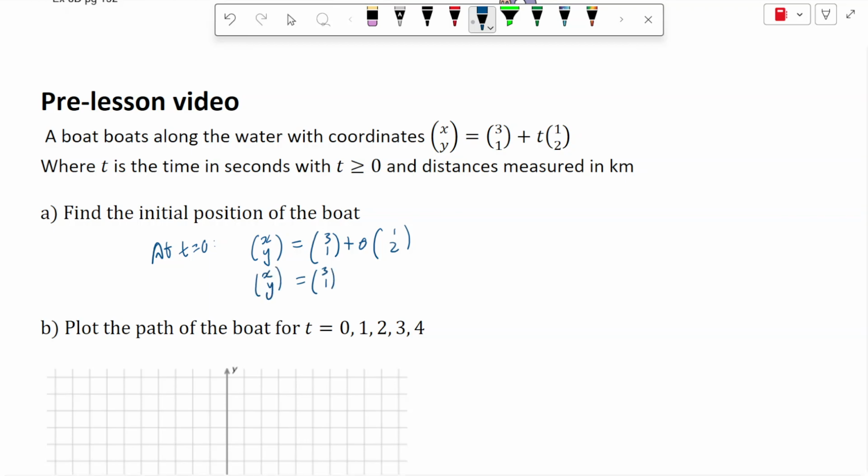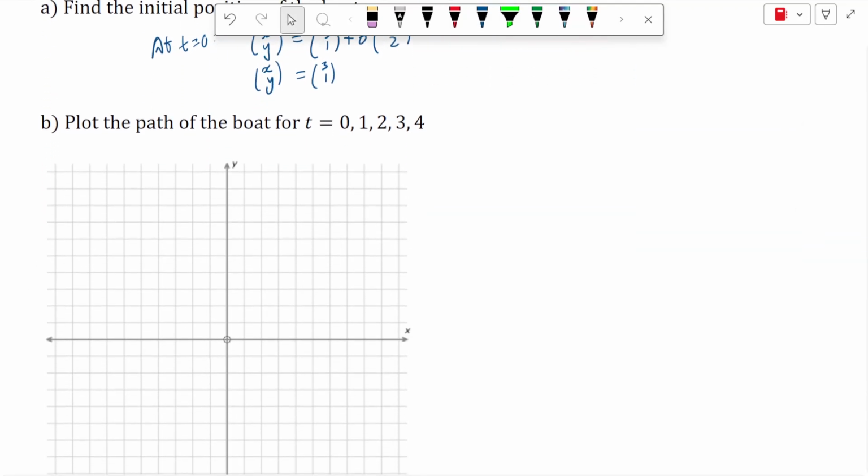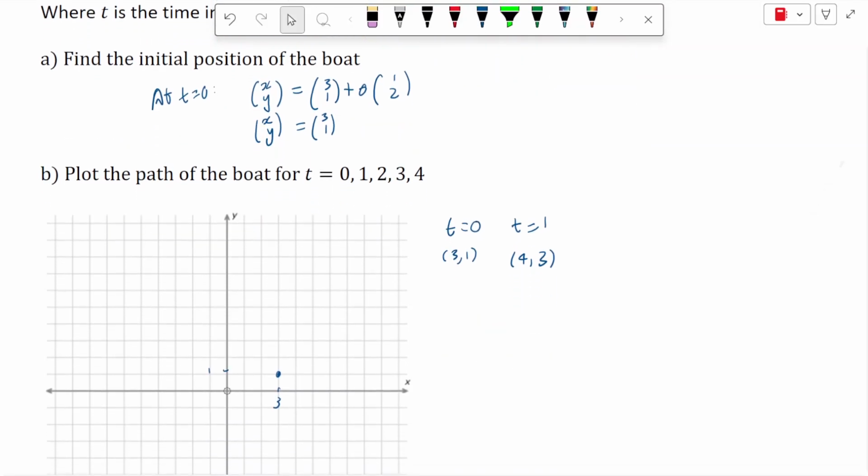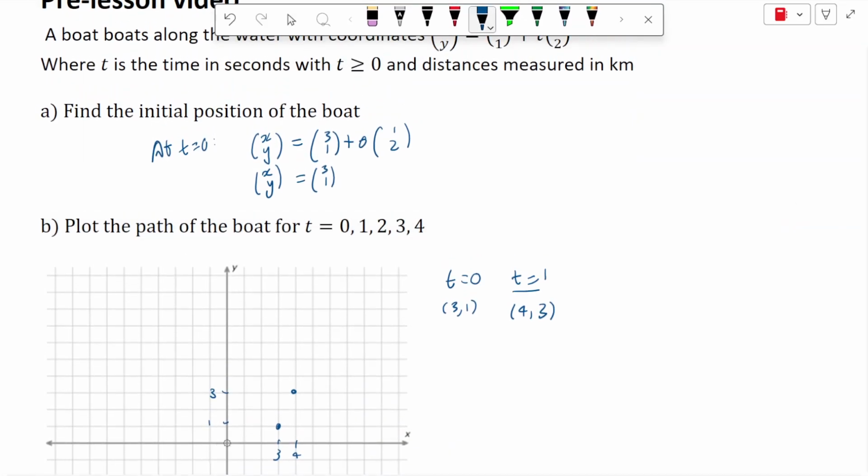It's a vector, but it also gives you the position. So it starts at 3, 1. Might actually just put that on our diagram there. So 3 and 1. Okay, we can start plugging in the values at 1, 2, 3, and 4. So at t equals 0, we got 3, 1. At t equals 1, you're going to be adding 1, so you're going to get 4, and you're going to be adding 2, so you're going to get 3. So 4, 3. So it's up like that at t equals 1.